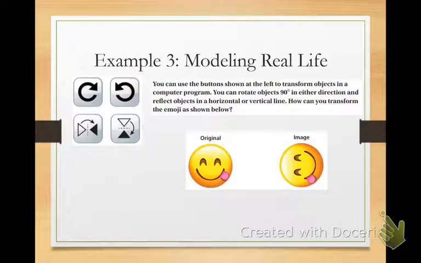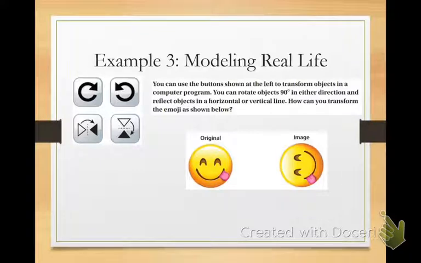In example 3, we just see some images over here on the left, and they're basically just showing us how different buttons on a computer program can move or can transform. So it's basically, honestly, I don't really know what the point of those buttons is, but let's look at the smiley faces because that's what it's asking us. It's saying that you can rotate the objects 90 degrees in either direction and then reflect them, okay? So how can you transform the emoji as shown?